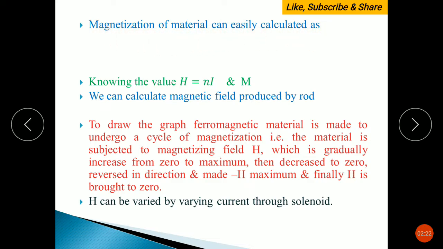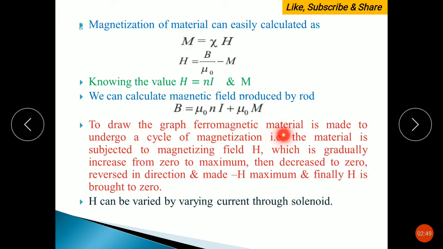Magnetization of the material can easily be calculated as magnetization M equals susceptibility times H, and H equals B by mu naught minus M. This equation we already studied in the last videos. Knowing the value of magnetic field intensity and magnetization, we can calculate the magnetic field produced by that rod, that is B equals mu naught Ni plus mu naught M.